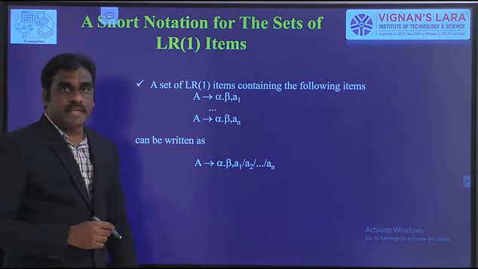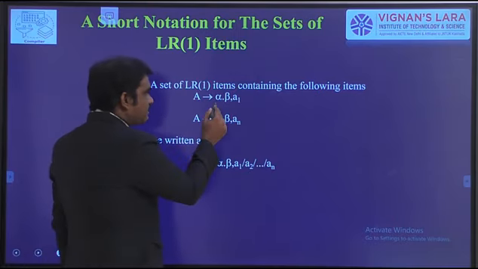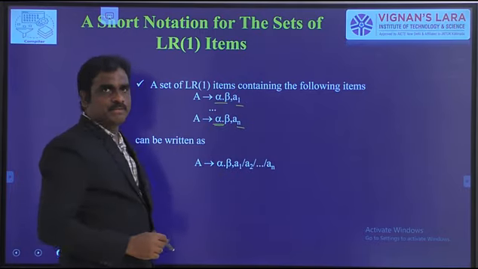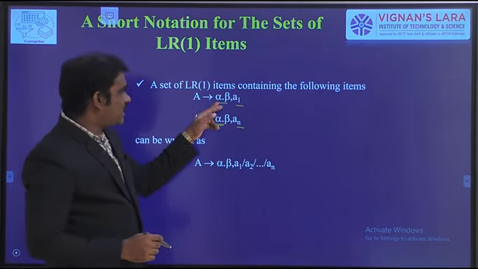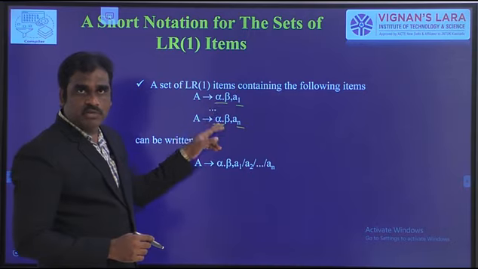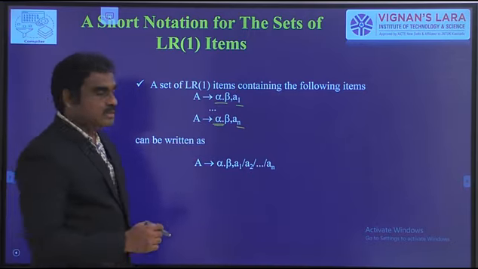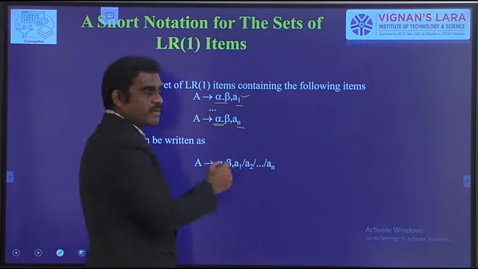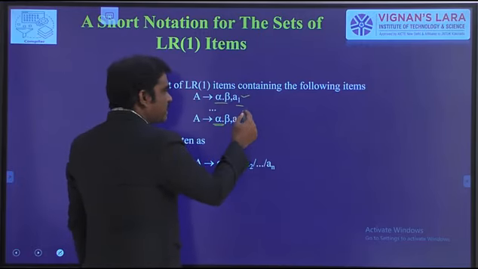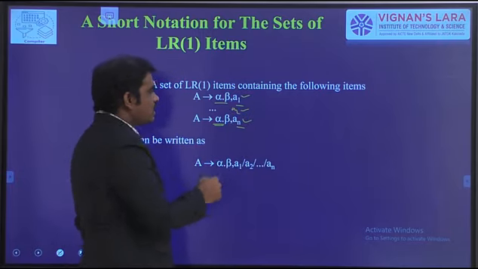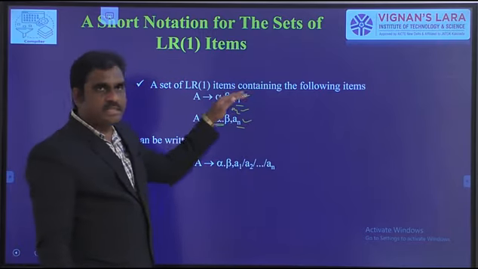Now, suppose a production having this first part and this second part. Comma is the separator. The first part is the same, A to alpha dot B, A to alpha dot B, A to alpha dot B. The first part is the same, only the difference is the second part. Suppose in the second part, the lookahead symbol is A1. Next one, the lookahead symbol is A2. Like that, the lookahead symbol is AM.